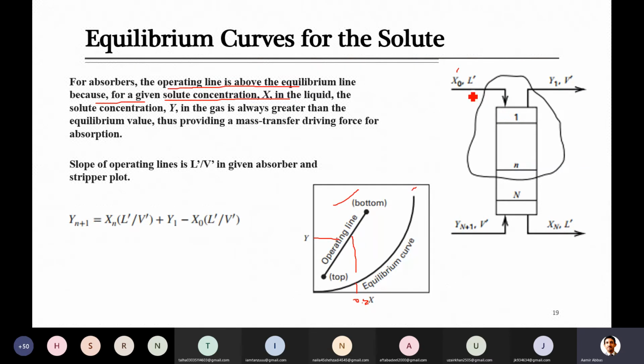Anyone? When this liquid enters, which is the solvent, how much should be the amount of solutes inside there? Zero. Ideally, it should be zero. Yes, ideally it should be zero.